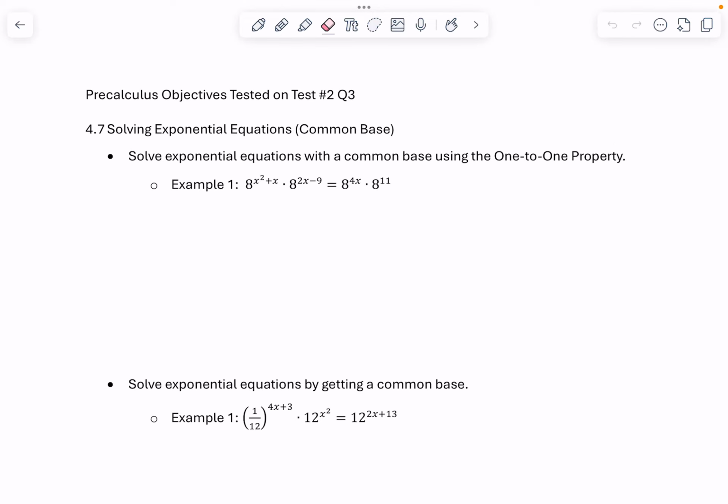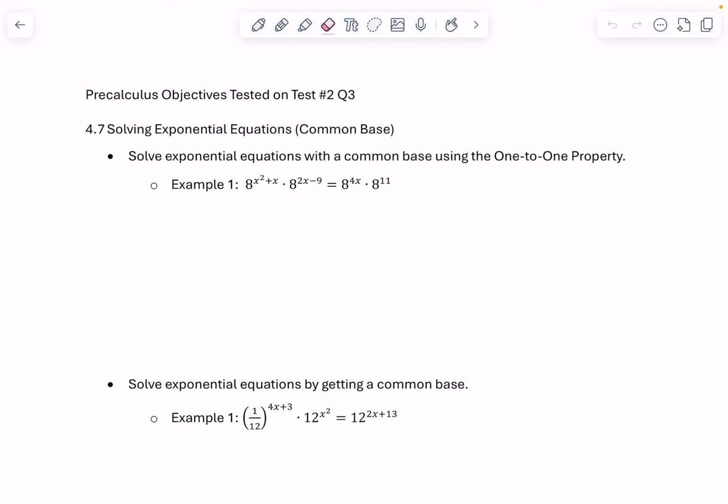Okay, so today we are going to look at just a recap, a review of the things that are going to be on this test. Solving exponential equations with a common base is one of those topics. When you do it with a common base, those are kind of the easy ones. You get to use the one-to-one property.